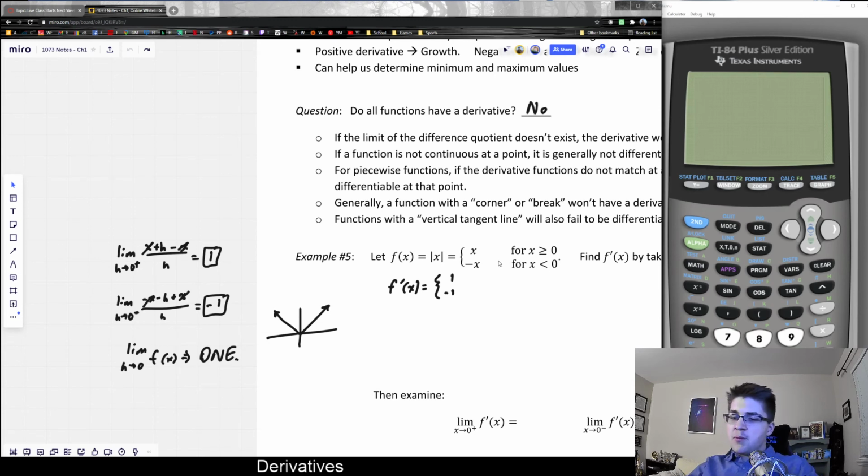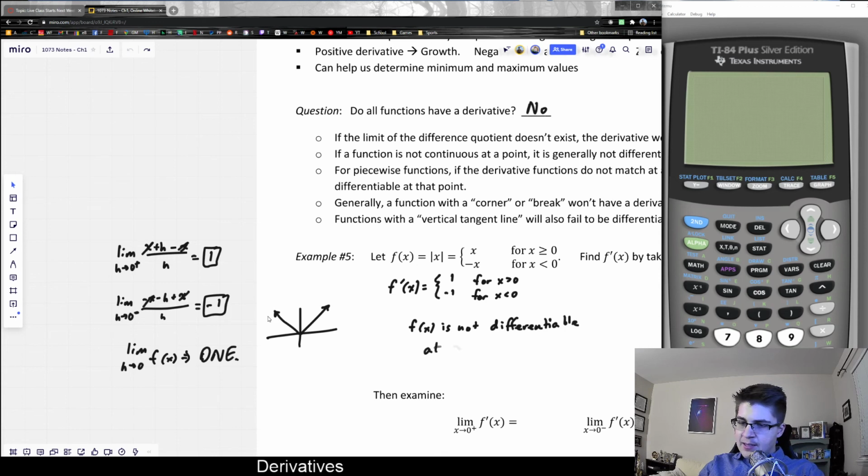If I wanted to be more specific about the derivative function, we would say that when x is greater than 0, the derivative is equal to 1. When x is less than 0, the derivative is negative 1. But when x is equal to 0, the derivative does not exist. So we would say that f of x is not differentiable at x equal to 0.